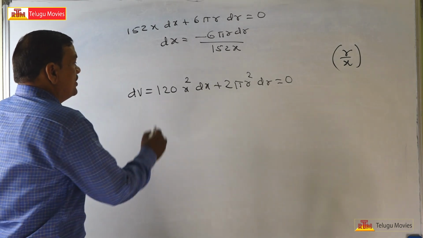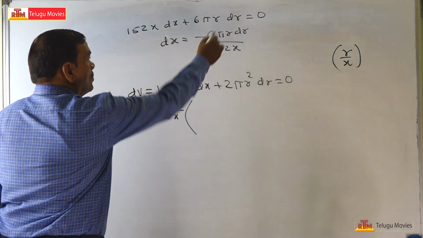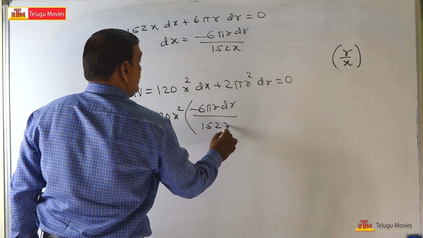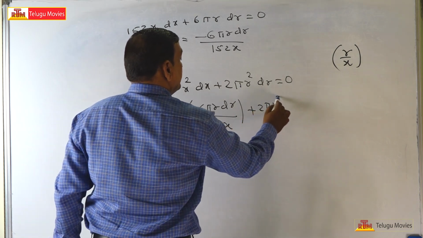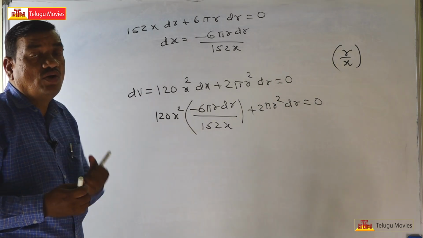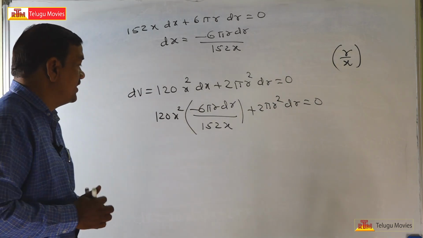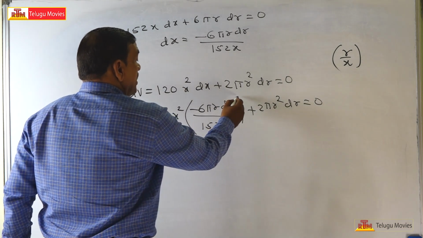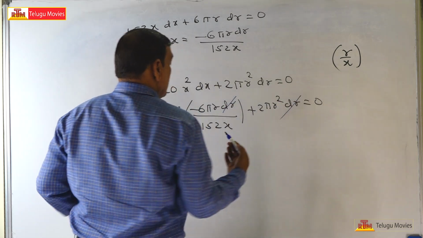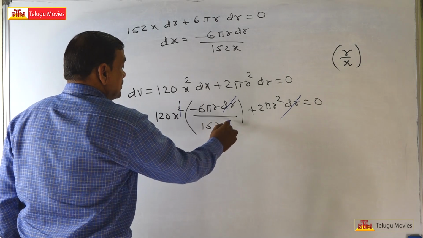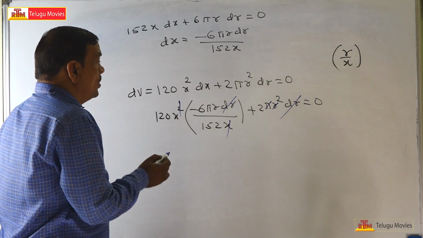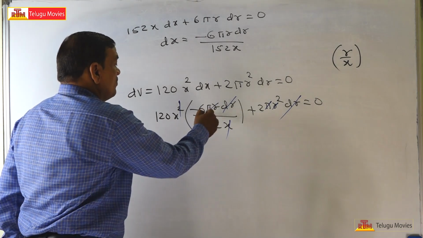Wherever dx is there, substitute here 120x square. What is the dx? 6 pi r dr by 152x plus 2 pi r square dr is equal to 0. If you solve this, you will get not the r value and x value separately, but the ratio. See here, if you observe, dr will get cancelled here. Here dr will go, and one x will go, and one pi r also will go. If pi r gets cancelled here, here also pi r will go.